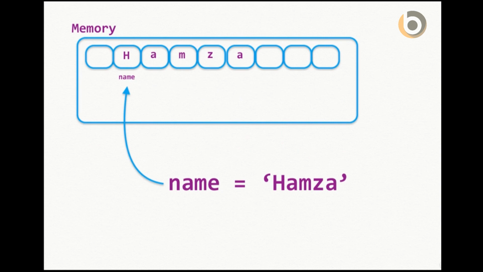Similarly, like numbers, every string has a memory location. So every letter of a string occupies a block in memory. In this example, I have assigned the string Hamza to the variable name. So the alphabet H is stored in some random block of memory, and alphabet A in another, and so on for all the other alphabets. Now let's move to the code editor and write some string examples.